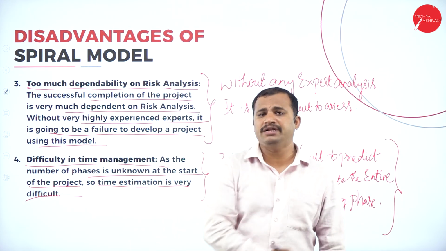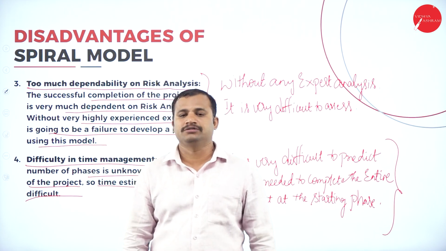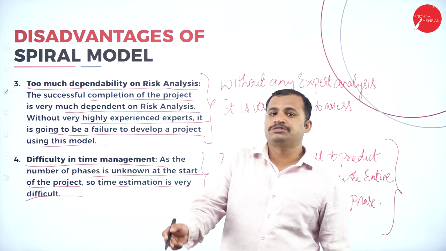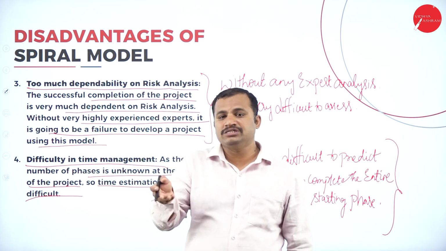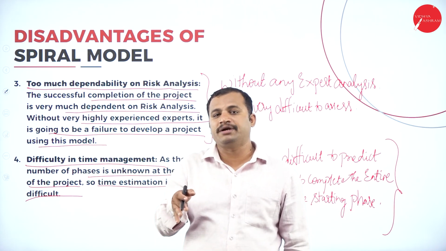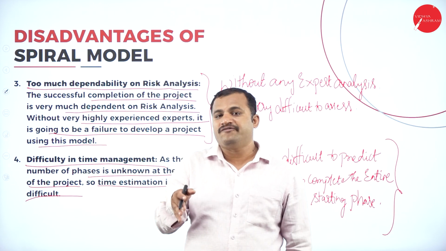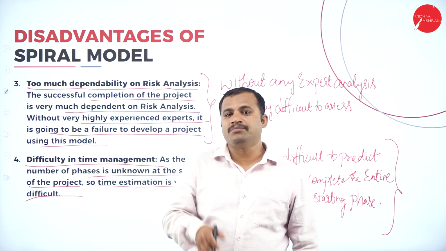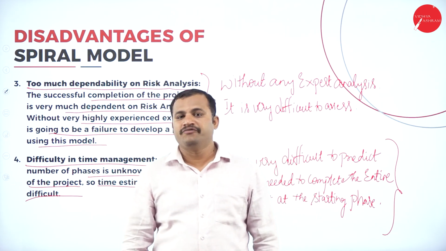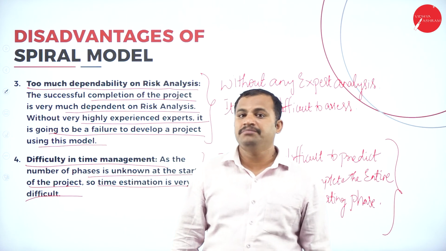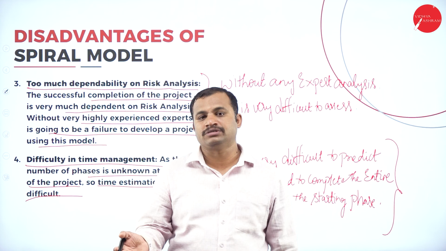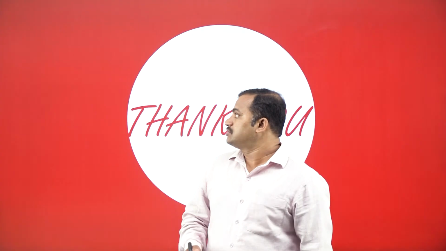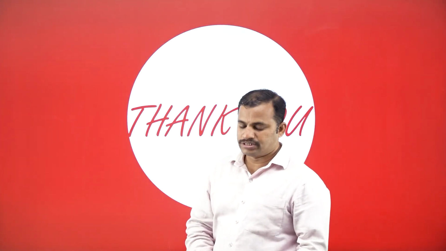What is the time needed to complete the entire software product? Because each and every loop must proceed according to the requirements of a client. Because if there are any changes to be incorporated, that must be incorporated at the same phase of the spiral model. So it is very difficult to estimate the time needed to complete the entire product development process. So that is one of the disadvantages of this spiral model.